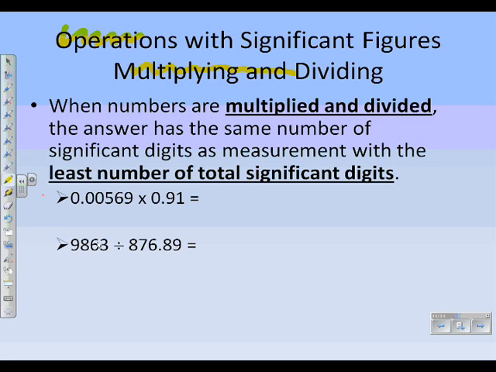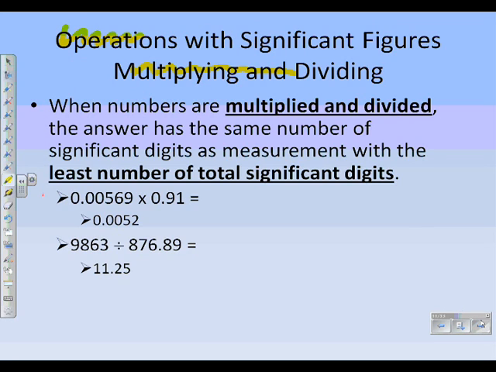9,863, 4 significant digits. They're all non-zeros. 876.89, 5 significant digits. They're all non-zeros. Division, same rule as multiplication. 4 significant digits, 5 significant digits. Our answer should have 4 significant digits. So run these through on your calculator, round to the correct number of significant digits, write down your answer with the right number of significant digits based on the original numbers. Press pause if you need some time. When you press play again, answer should appear. And there you go.